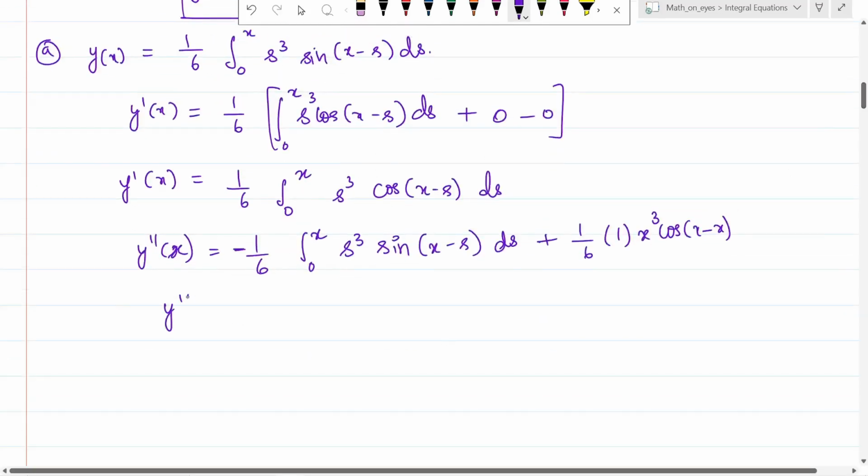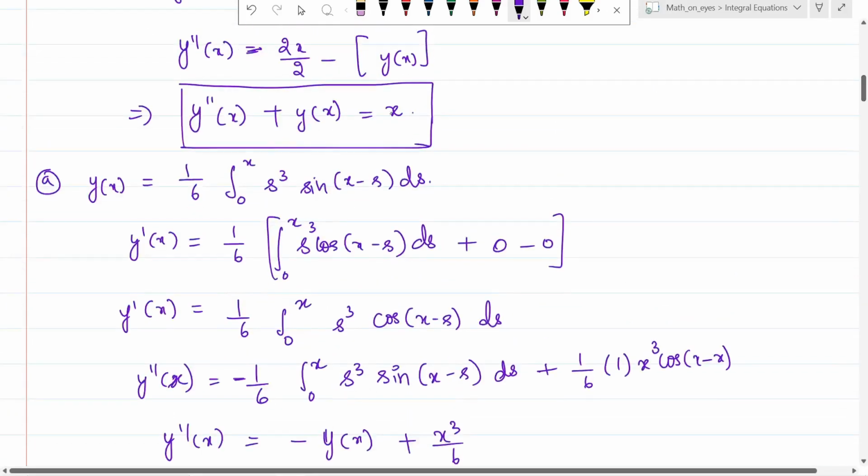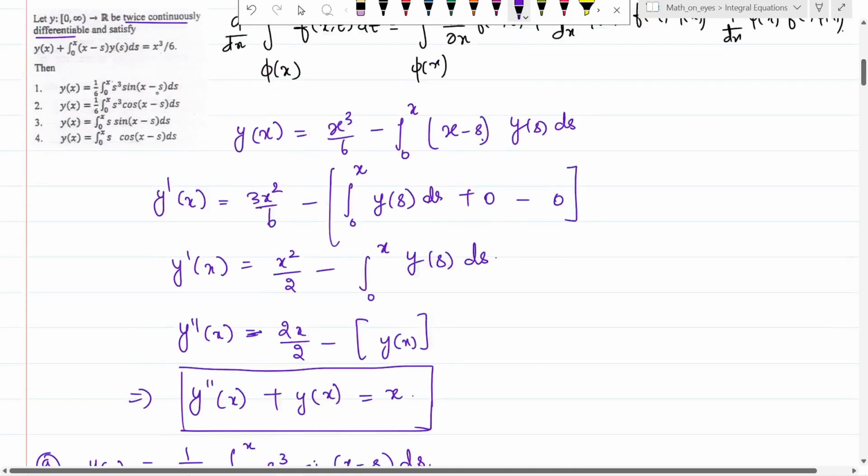So we get y double dash of x is equal to minus 1 by 6 into integral 0 to x s cube into sine of x minus s into ds. This is what your y of x is. So we get minus y of x plus x cube by 6. But this is not equal to the required thing. We need to get this one. We are getting a different one. So this option is false. The first option is false.